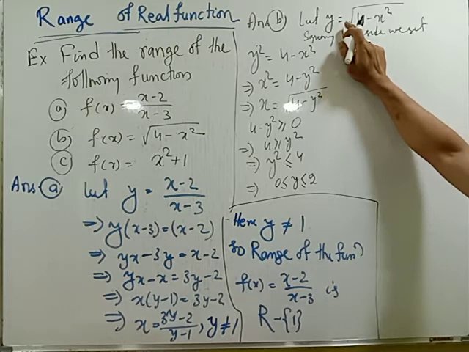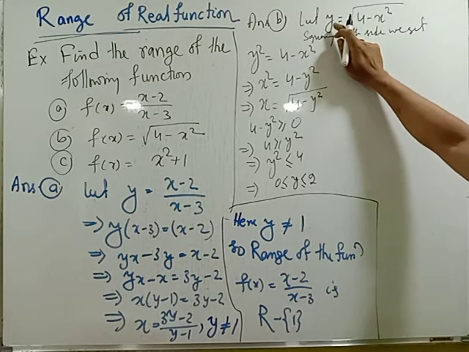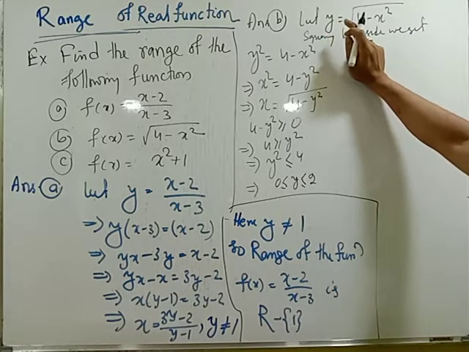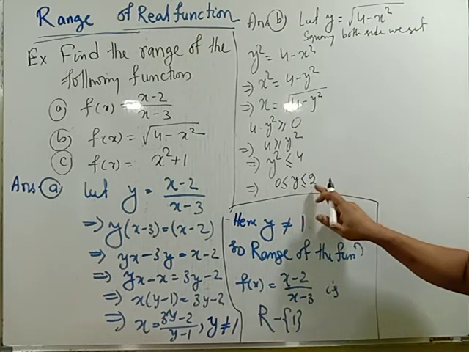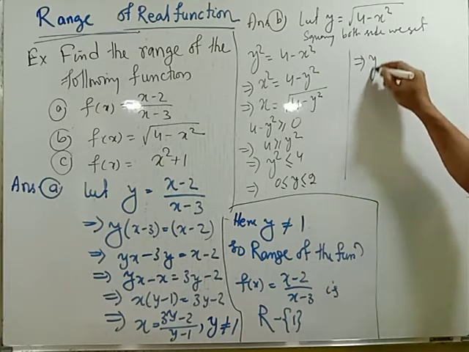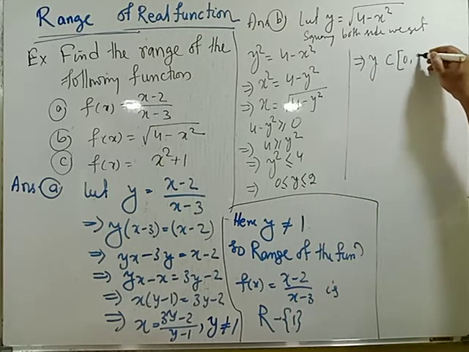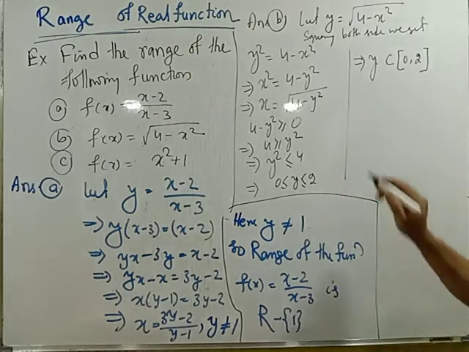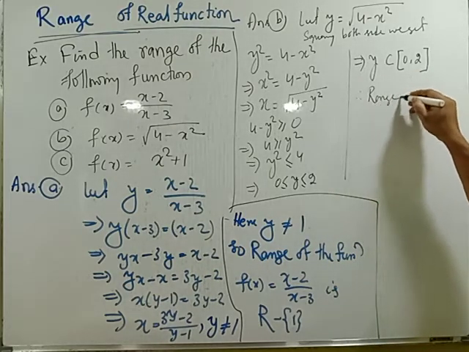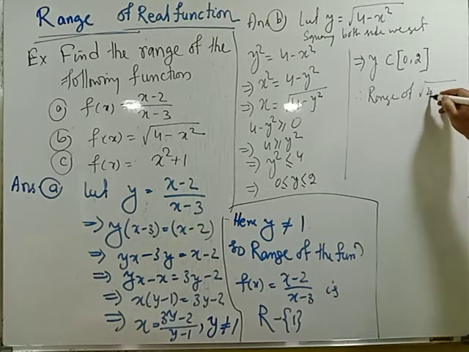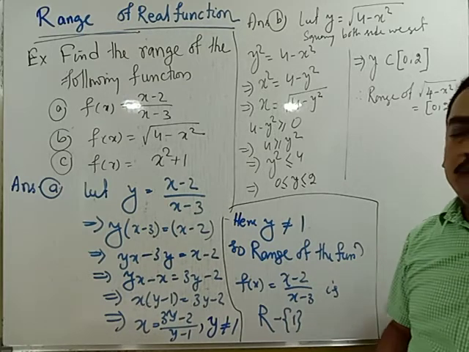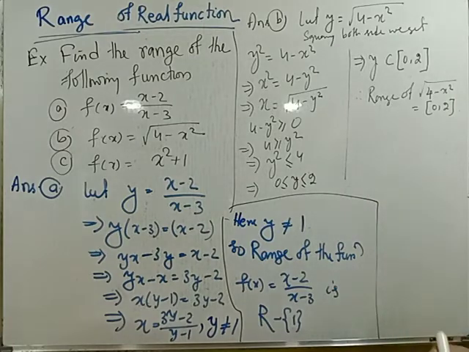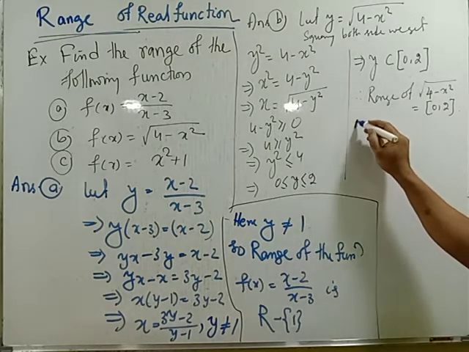Here there is no sign, already the square root sign is there. This gives a positive value of y. Y will never be negative here. Since y is positive, y square is less than or equal to 4, so this will be 0 less than or equal to y less than or equal to 2. So y is a closed interval 0 to 2. This is the range. Therefore, range of root over of 4 minus x square is 0 to 2. Okay, and another one, the third one, answer C.